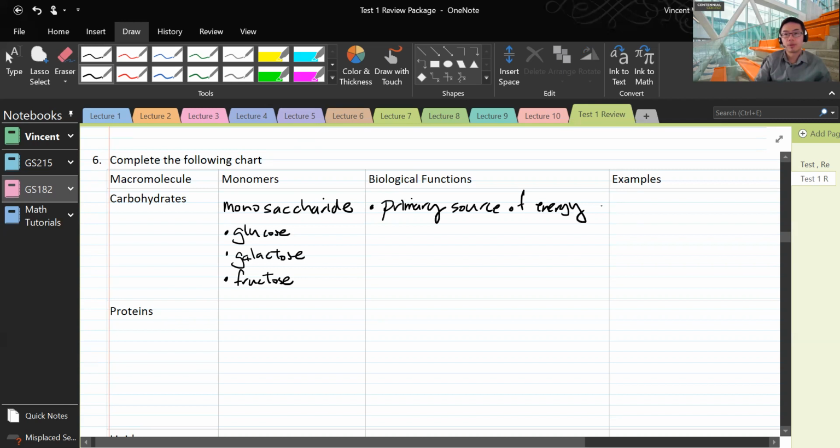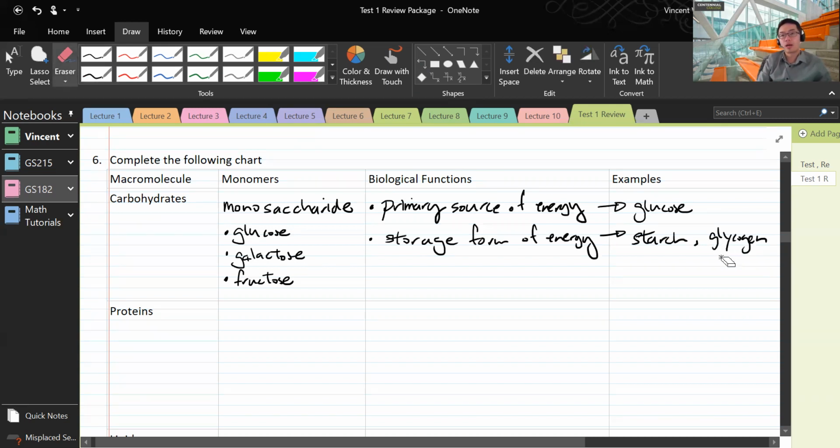Okay, so an example of that would be glucose. It might be a storage form of energy. An example of that would be starch in plants and glycogen in animals, where we store our excess glucose as glycogen in the liver and muscle. Christina says structural support. That is correct.